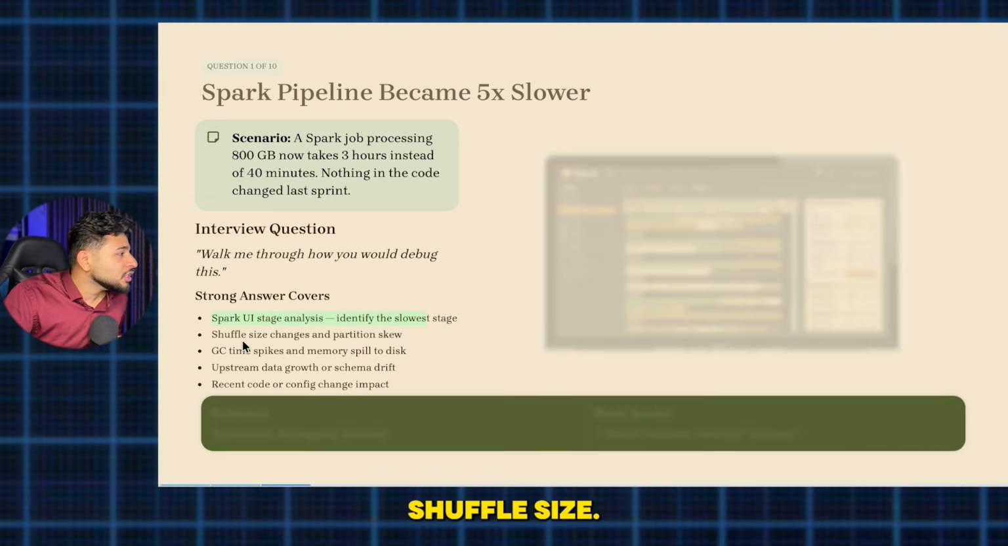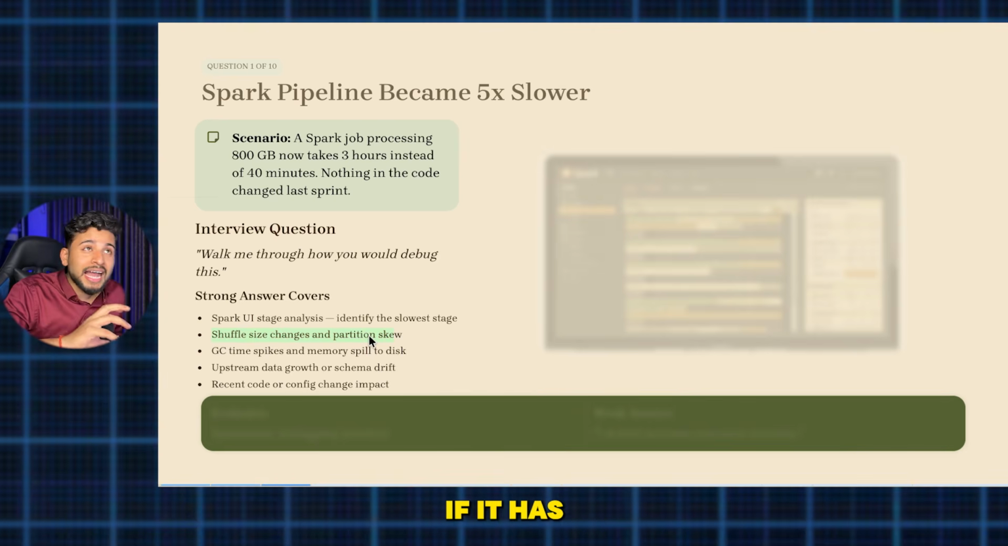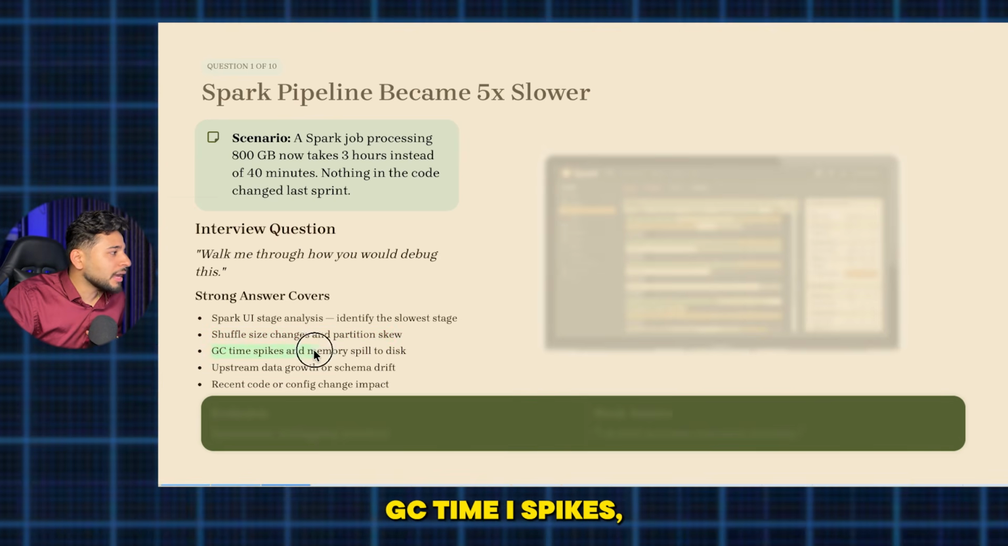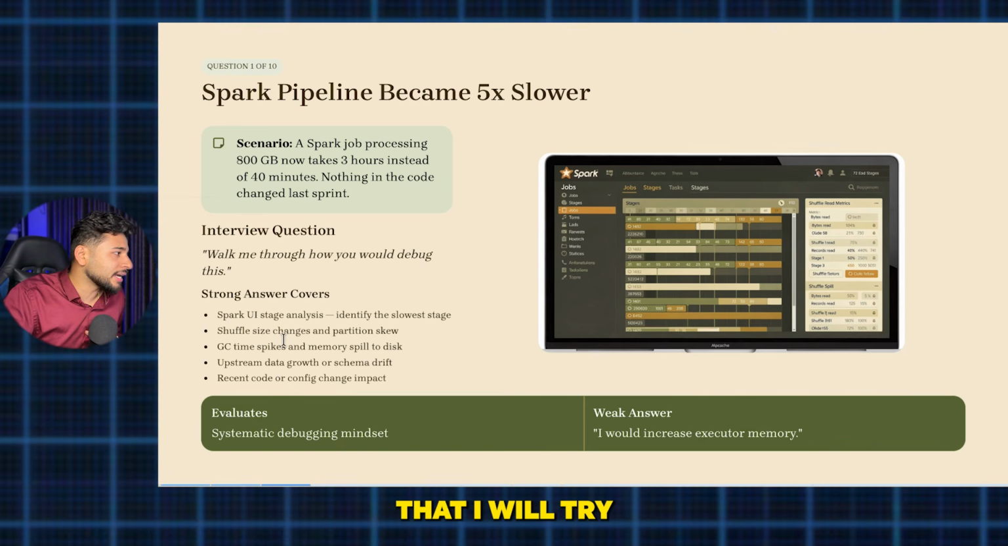Next, I'll check the shuffle size changes. If the shuffle size has increased drastically, definitely your program will go slow, so I'll try to figure that out. I'll figure out the partition skewness. I'll look at GC time spikes and memory spills, what is happening to the disk, and try to figure that out.